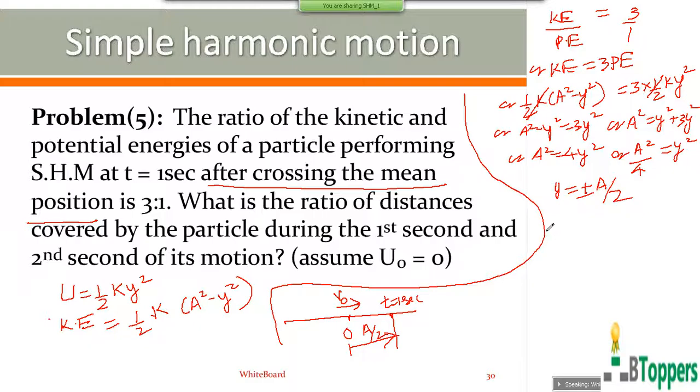As I discussed in the theory part, in simple harmonic motion, if we start counting time from the instant the particle crosses the mean position in the positive direction, then the displacement from the mean position up to time t is given by y equal to a sine omega t. Here y equals a by 2 at t equal to 1 second. You are asked to find the ratio of distance covered by the particle during the first second and second second.